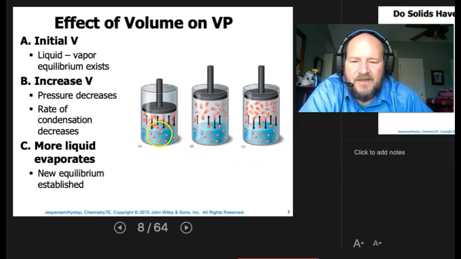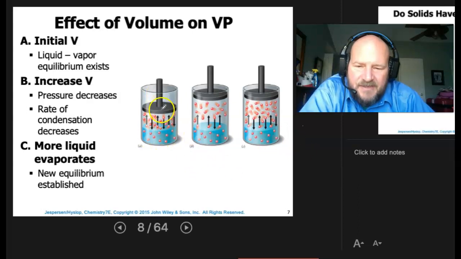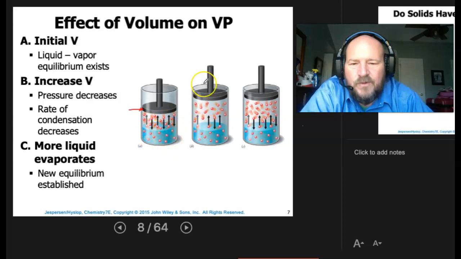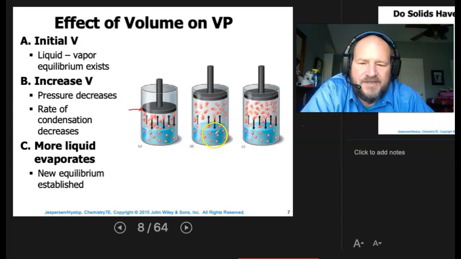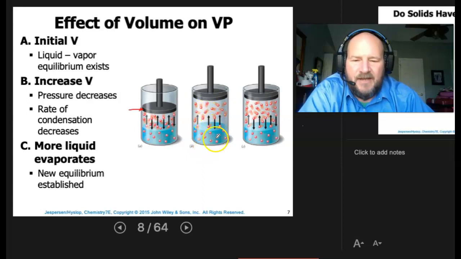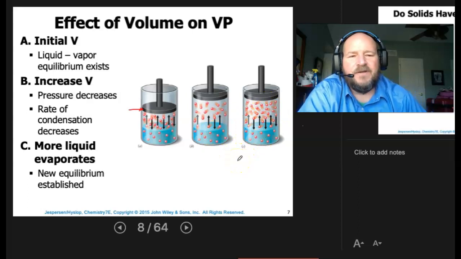So if we have a liquid and we set this piston to be at a certain volume, then we'll start to make our dynamic equilibrium here. And then if we pull up on the plunger, increasing the volume and decreasing the pressure, what we're going to see is more molecules going into the gaseous state and fewer going back into the liquid state until equilibrium is reestablished.